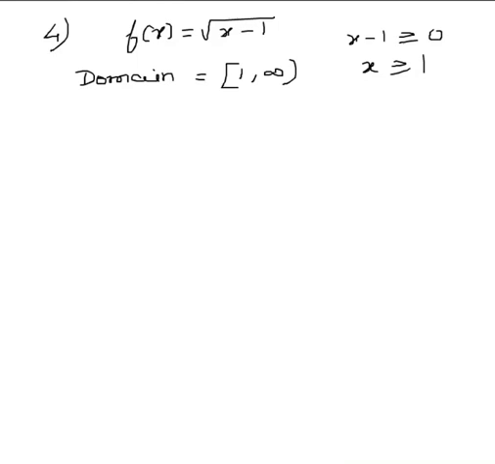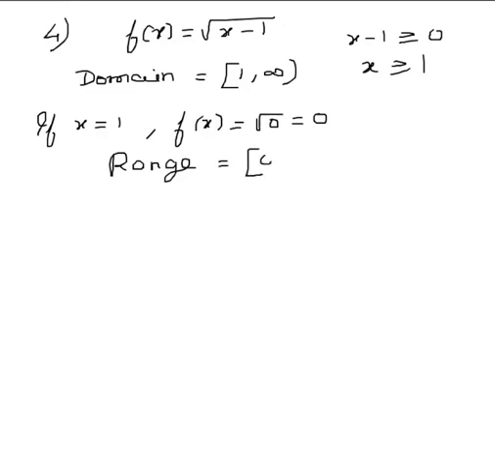Let us find the range. If x is 1, f of x becomes 1 minus 1, 0. As you increase the value of x, x minus 1 keeps on increasing. So f of x keeps on increasing. Therefore, range will be 0 is included to infinity. As you increase the value of x, f of x keeps on increasing, so it goes up to infinity. Therefore, the range is 0 to infinity, including 0.